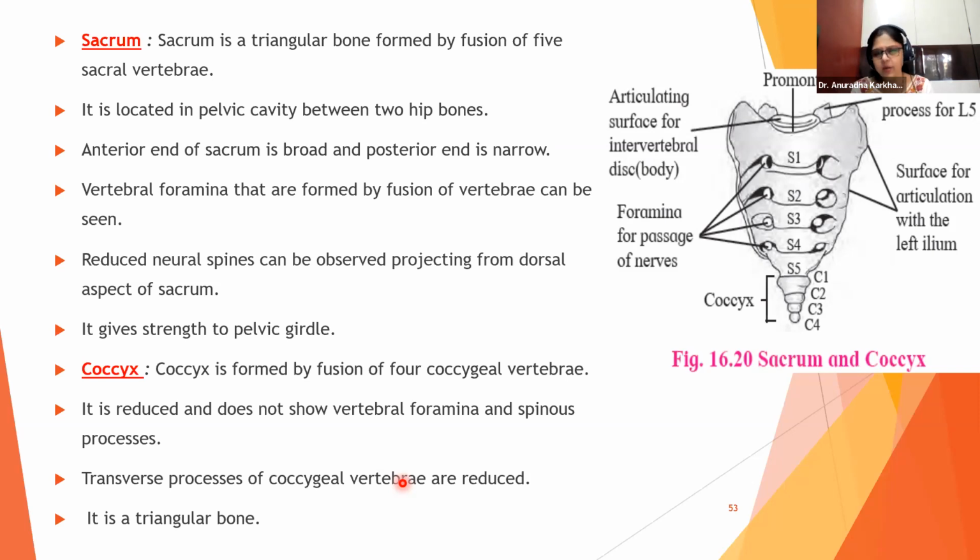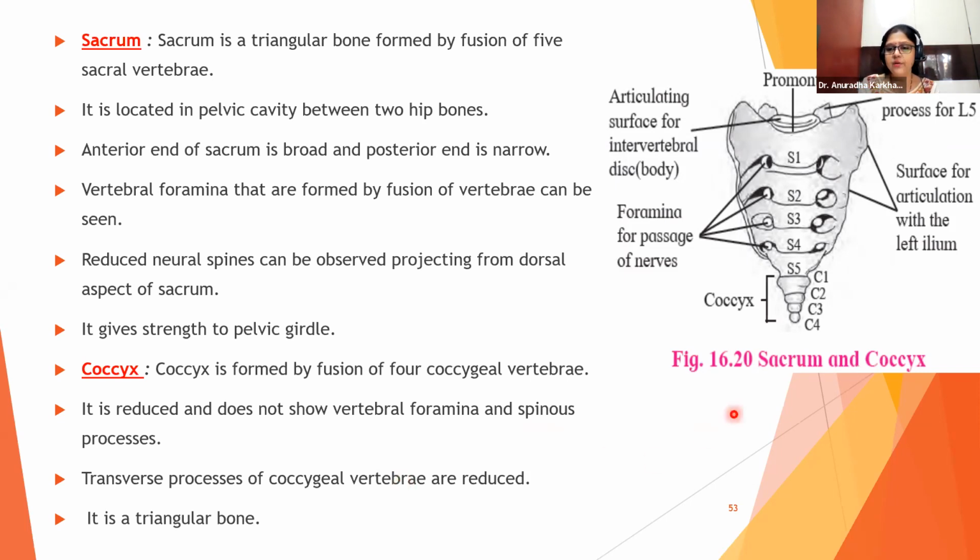Girdles आएंगे अपने appendicular में. Coccyx is formed by fusion of 4 coccygeal vertebrae. It is reduced and does not show vertebral foramina, no spinous processes. Transverse processes of coccygeal vertebrae are also highly reduced. It's a triangular bone, which I've already shown you.